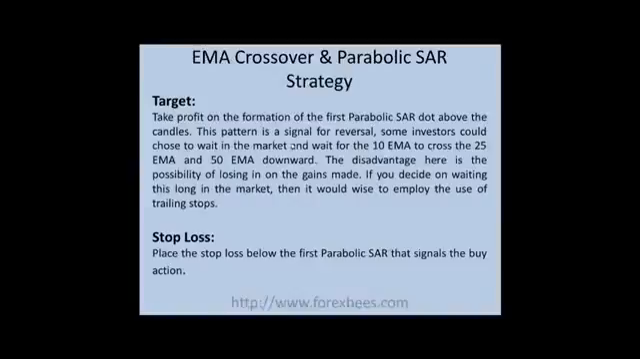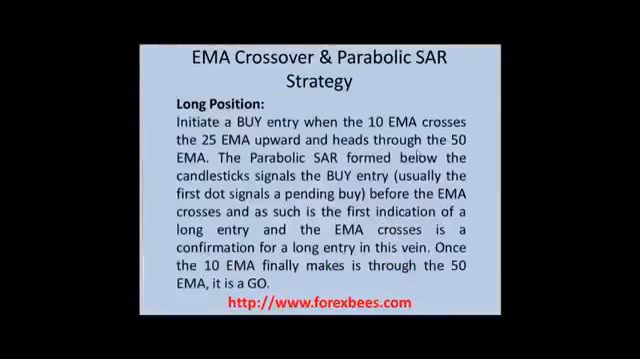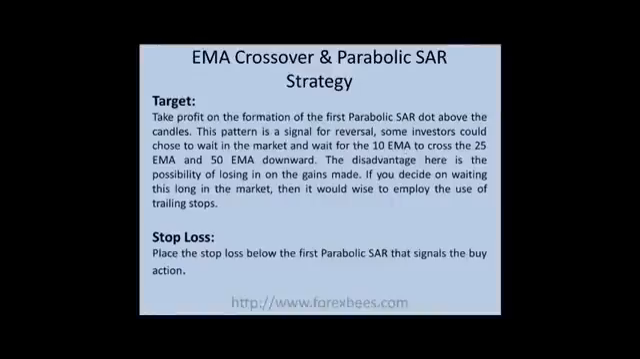For the target, take profit on the formation of the first parabolic SAR dot above the candles. This pattern is a signal for reversal. That means you have to wait for the first parabolic SAR dot formation above the candlesticks. So this is where the first formation is. So you can exit at this point, because this pattern is a signal for reversal.